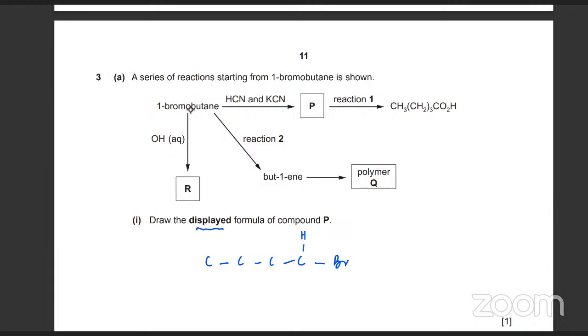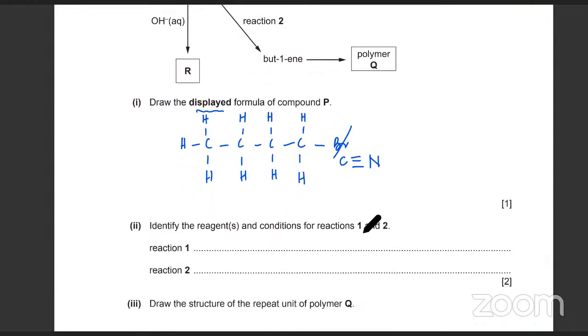Displayed formula indicates that you have to draw every single bond. You have to show every tiny detail, except for the 3-dimensional shape. You don't need to show the 3-dimensional shape, but you have to show all the connections. Anyway, when it reacts with KCN, the Br will go away and it's going to be replaced by CN. Show the bonds in CN. It's going to form a triple bond. So show those bonds as well. That's P.